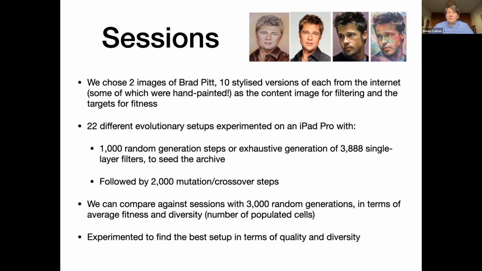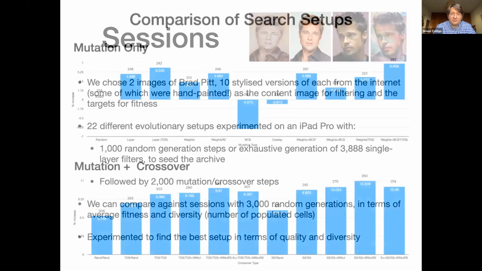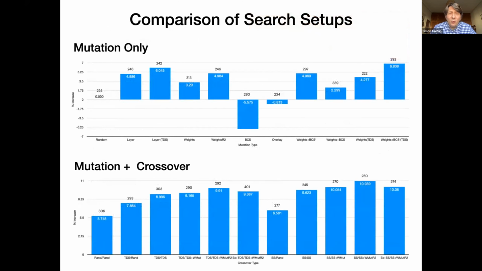What you really want is very fit individuals in every cell, although that's not very easy, because lots of the cells shouldn't contain images which actually look like the stylized one. And we experimented to find the best setup in terms of quality and diversity. Here is a wall of bar graph, but basically the take home is that this search setup found 374 different cells to be populated.